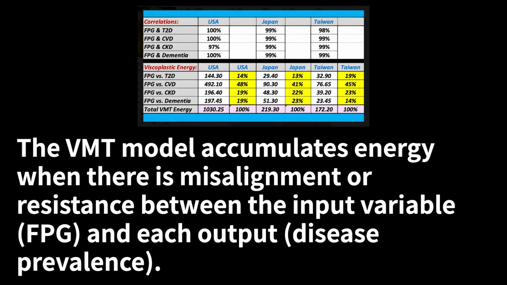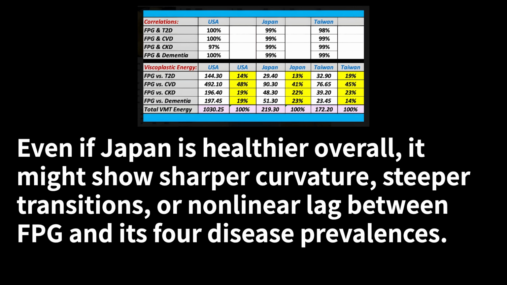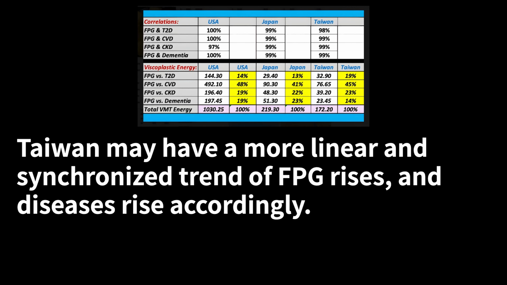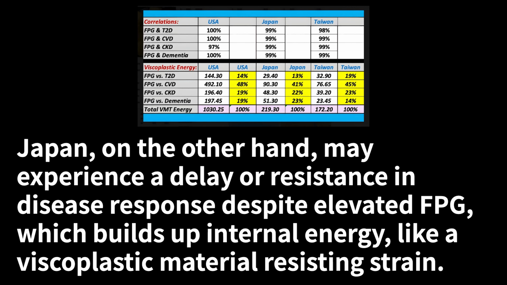The VMT model accumulates energy when there is misalignment or resistance between the input variable, FPG, and each output, disease prevalence. Even if Japan is healthier overall, it might show sharper curvature, steeper transitions, or nonlinear lag between FPG and its 4 disease prevalences. Taiwan may have a more linear and synchronized trend, where FPG rises and diseases rise accordingly. Japan, on the other hand, may experience a delay or resistance in disease response, despite elevated FPG, which builds up internal energy, like a viscoplastic material resisting strain.